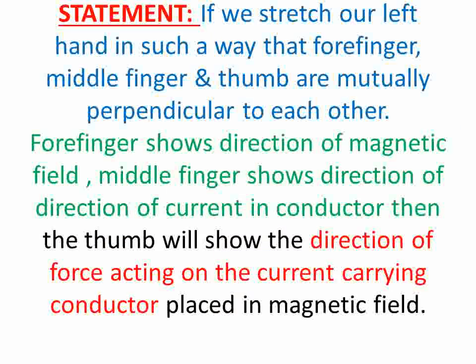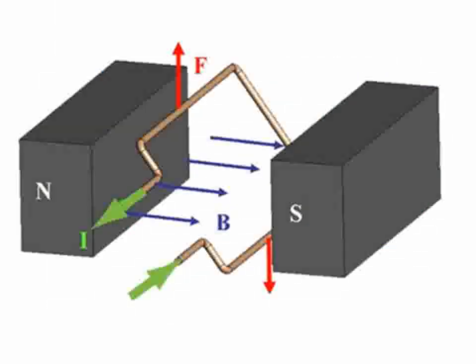Statement: if we stretch our left hand in such a way that the forefinger, middle finger and thumb are mutually perpendicular to each other, the forefinger shows the direction of magnetic field, the middle finger shows the direction of current in a conductor, then the thumb will give the direction of force acting on a current carrying conductor placed in a magnetic field.